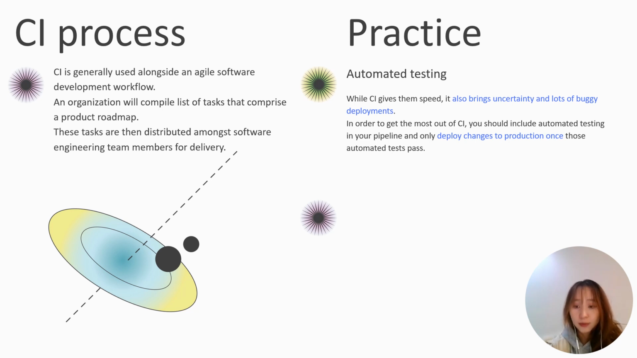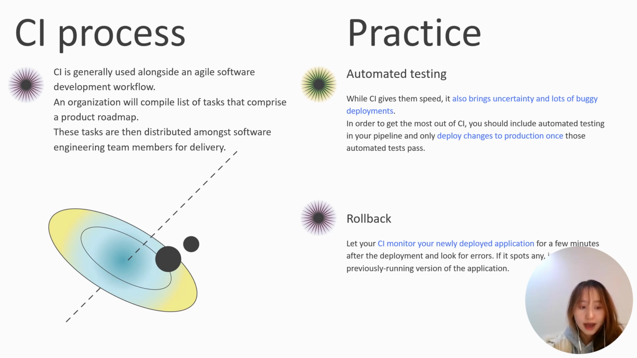In order to get the most out of CI, you should include automated testing in your pipeline and only deploy changes to production once those automated tests have passed. Don't treat your CI as only deployment or automation. CI should be about your whole software development lifecycle, which means testing the code and preventing the deployment of buggy software. And then it's the rollback.